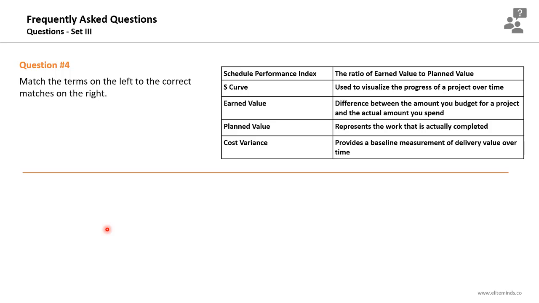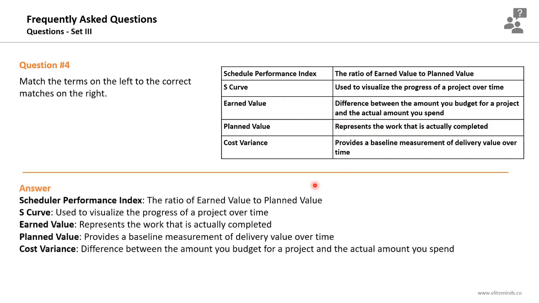Question number 4. Match the terms on the left to the correct matches on the right. The ratio of the earned value to the planned value. This is the schedule performance index. To visualize the progress of a project over time, you can use the S-curve. The difference between the amount you budget for a project and the actual amount you spent, this is the cost variance. What represents the work that is actually completed? This is the earned value. What provides a baseline measurement of delivery value over time? This is the planned value. This terminology is related to the earned value analysis.